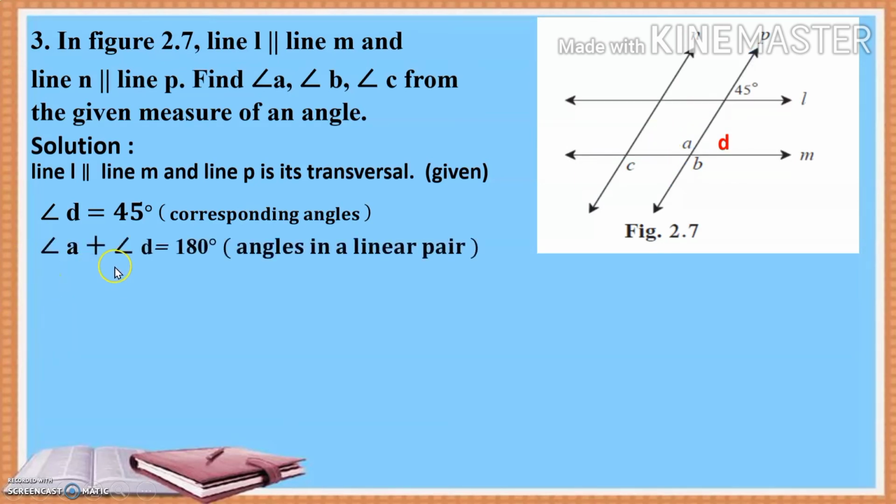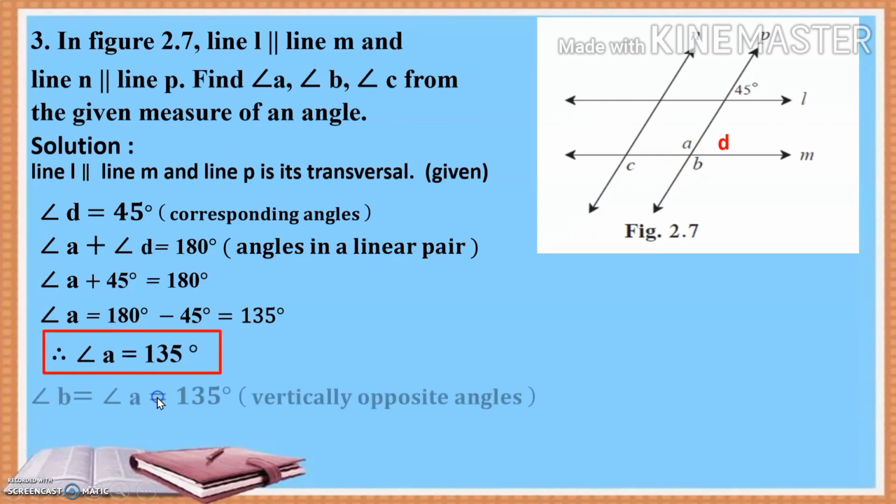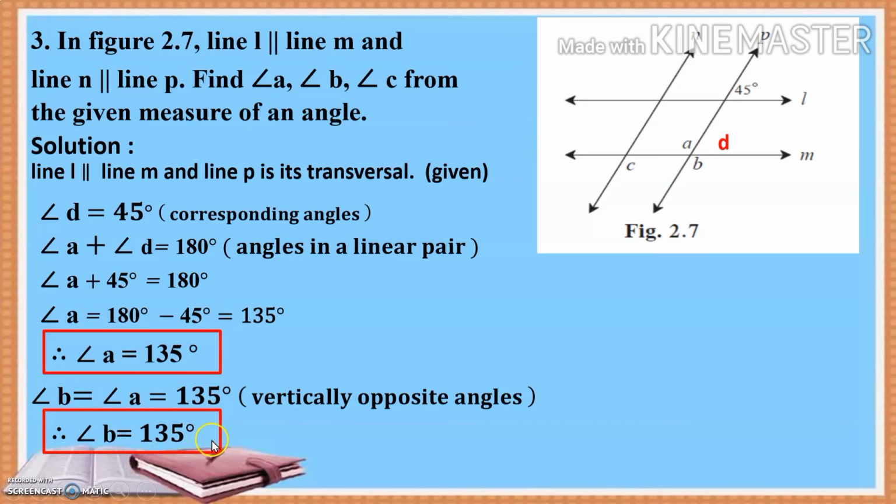Now angle A plus angle D is 180 degrees. They are forming a linear pair of angles. So let's substitute for D. We get angle A plus 45 is 180 degrees. So angle A will be 180 minus 45, equal to 135 degrees. Now what is the relation between A and B? A and B are vertically opposite angles. So angle B is equal to angle A equal to 135 degrees, vertically opposite angles. Therefore B is equal to 135 degrees.